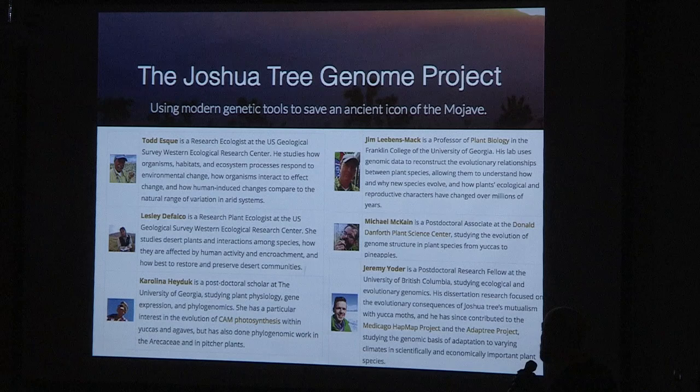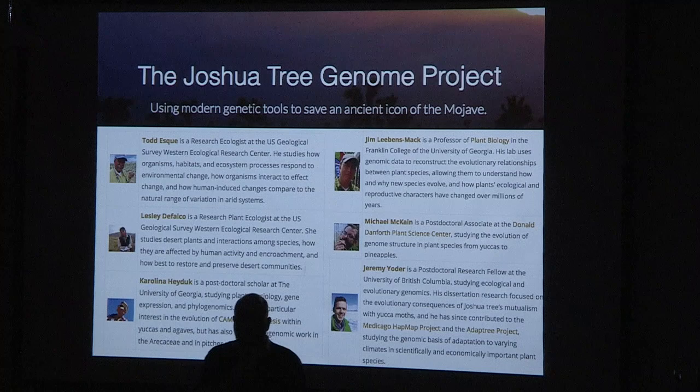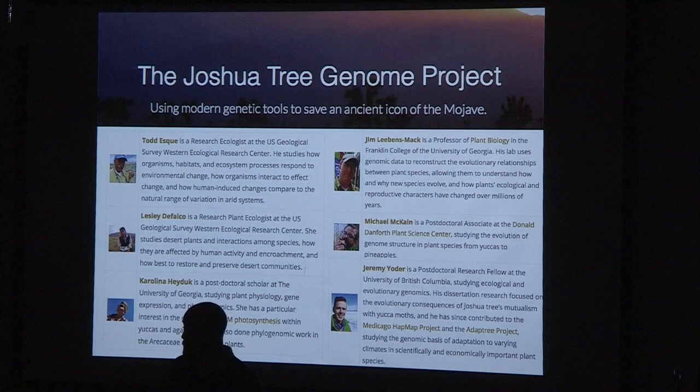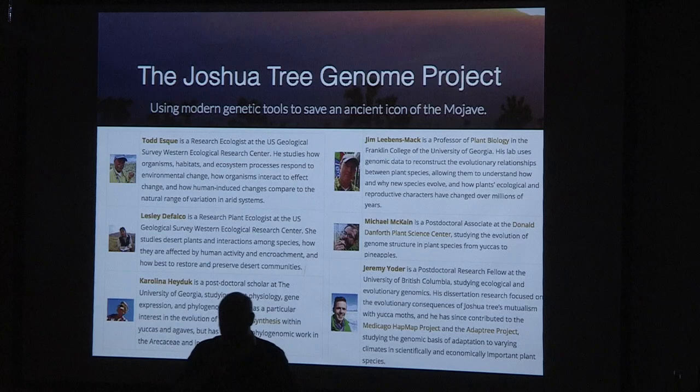I'm also working with some genome scientists at the University of Georgia. Jim Liebensmack is the director of the Georgia Genomics Facility and is a full professor at the University of Georgia Department of Plant Sciences. Mike McCain was formerly Jim's PhD student. He's just started as a professor at the University of Alabama. Roll Tide.